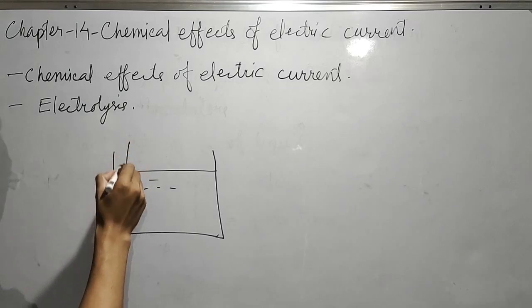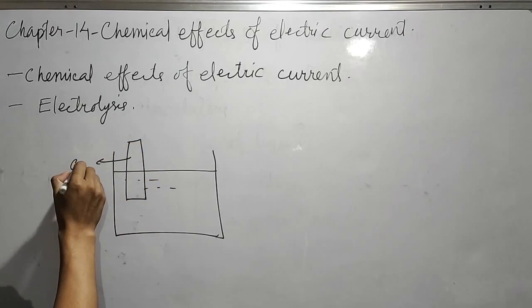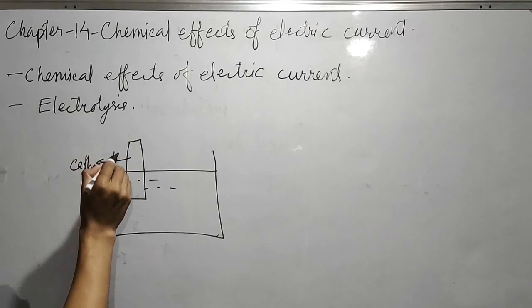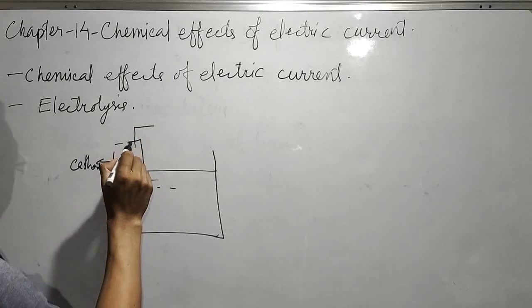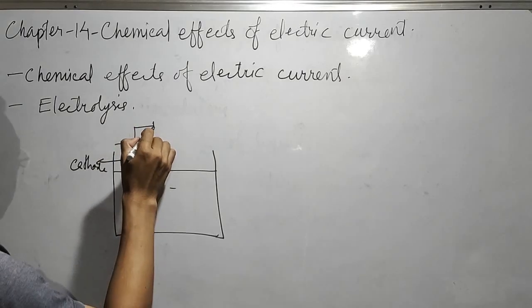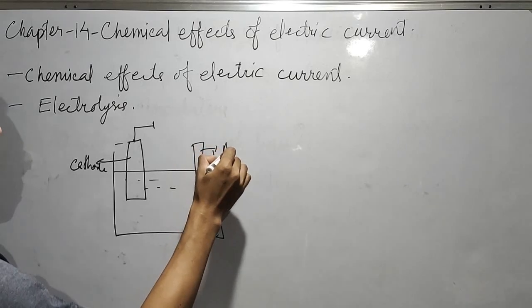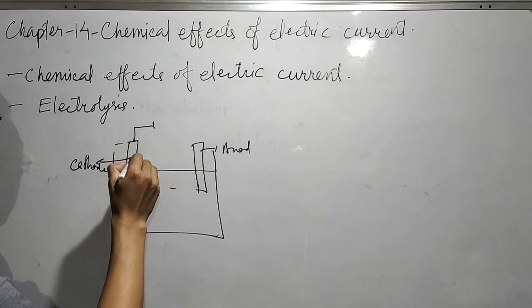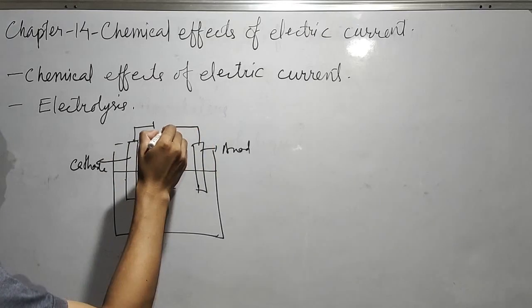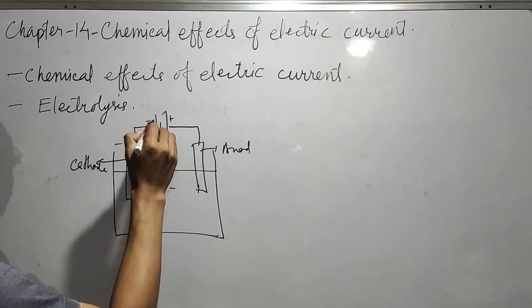Suppose this electrode is called the cathode. As I said, the cathode is connected to the negative terminal of the battery. And the anode, these two can be of the same size, is connected to the positive terminal of the battery. Clear? Like this.